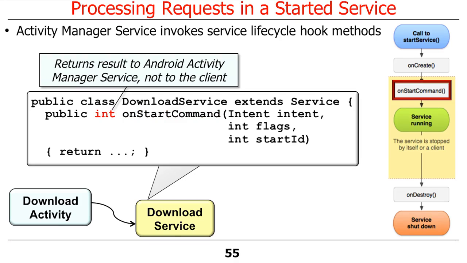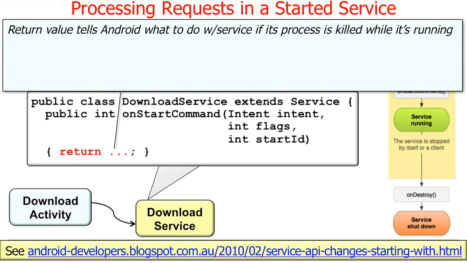And notice how onStartCommand returns a result, but it returns this result, which is an int, as we'll see in a moment, not to the client, but to the Android Activity Manager service. The Activity Manager service uses this return value to determine what to do with a service if its process is killed while it's running. A process would typically be killed by the Android low memory killer running in the Android Linux kernel if the memory available on the device falls below a certain threshold.